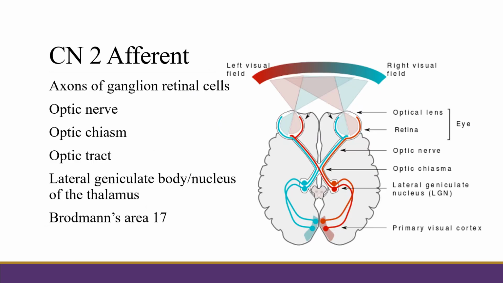Cranial nerve 2 afferents here. So axons of the ganglion retinal cells, optic nerve, optic chiasm, that's the crossover.